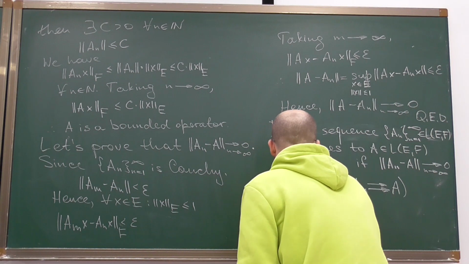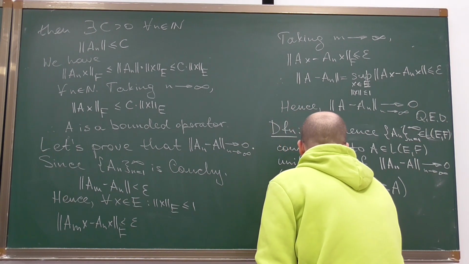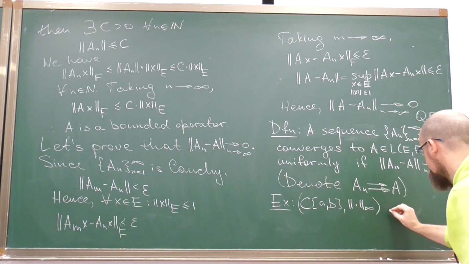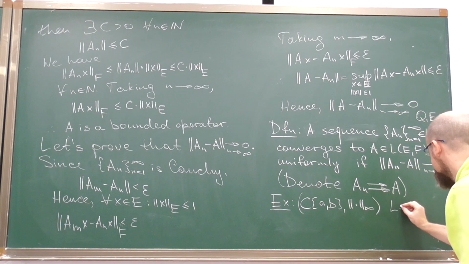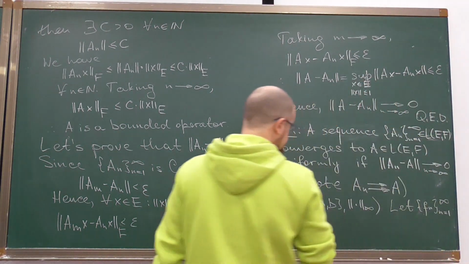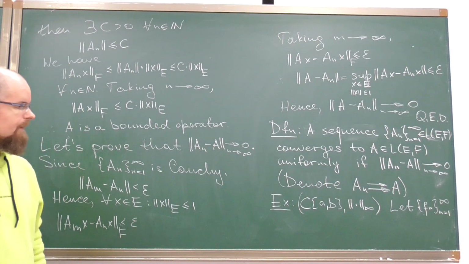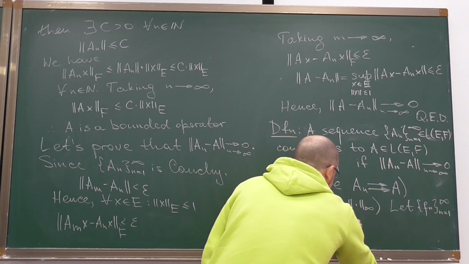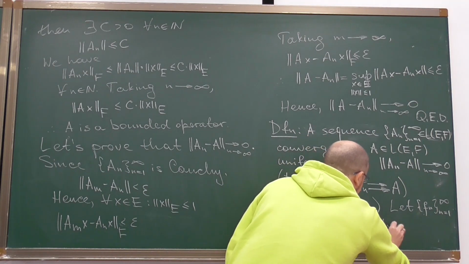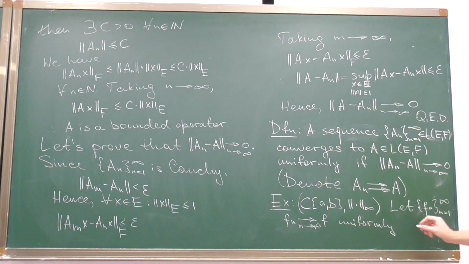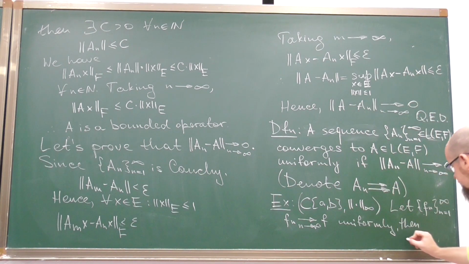So if we consider the space of continuous functions with the infinity norm, and let the sequence of functions F_n converge to F uniformly, then it's in fact if and only if F_n minus F converges in norm.